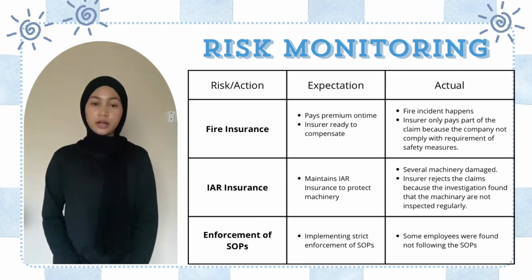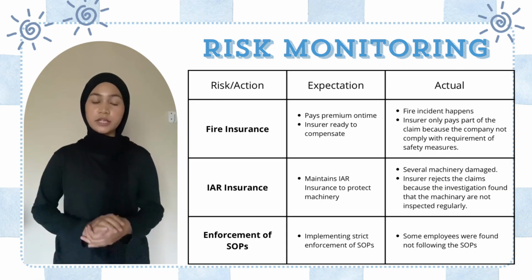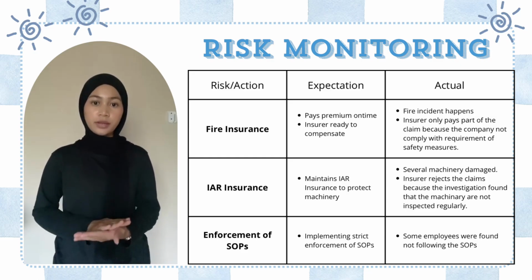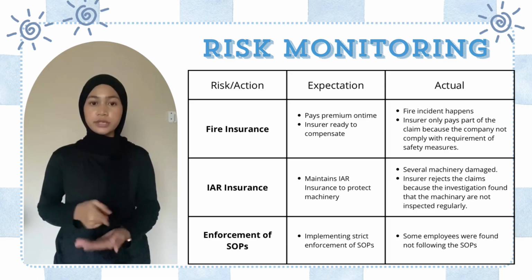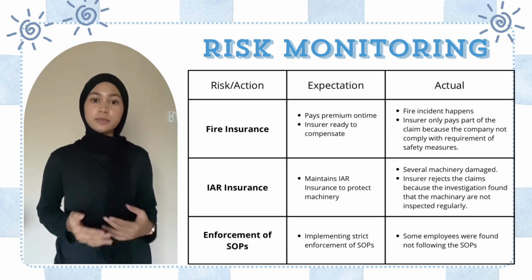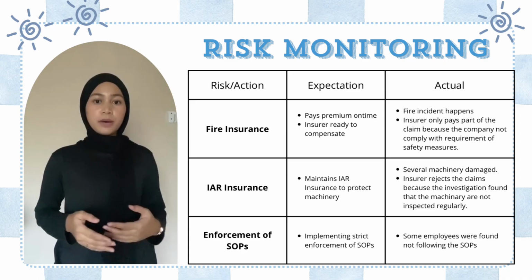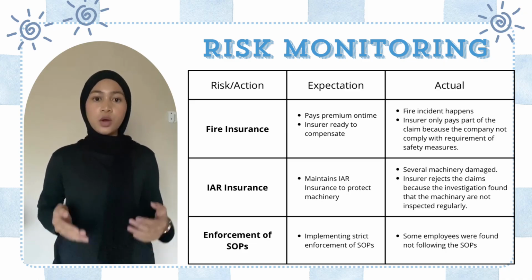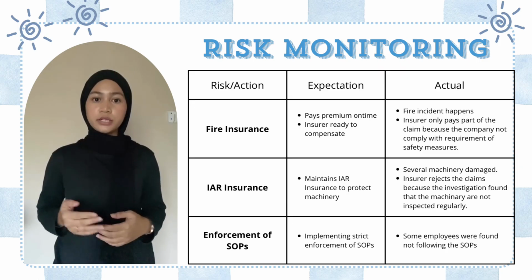Hi, my name is Shakina Atira University Suhaimi, and I will explain about the risk monitoring part. There are three main points that we monitor. That is, first is fire insurance. At the beginning of the year, Continental Tire Malaysia expected that by paying its fire insurance premium on time, any fire losses would be covered by the insurer.